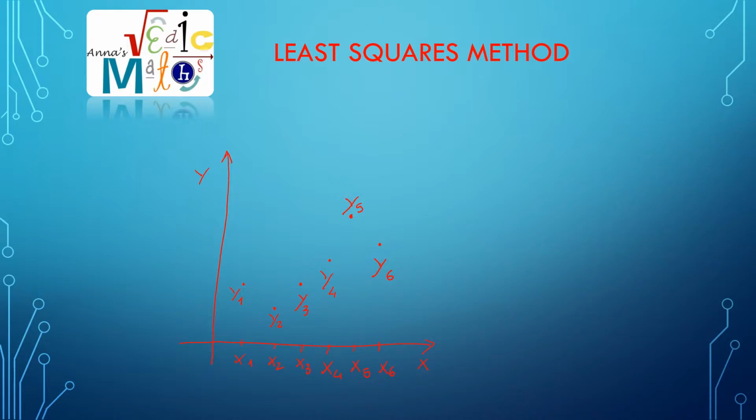I want to find the best line p(x) equals a0 plus a1 x that approximates the points. The (xi, yi) are the measured points, and the points on the line p(xi) equals a0 plus a1 xi are the theoretical points.